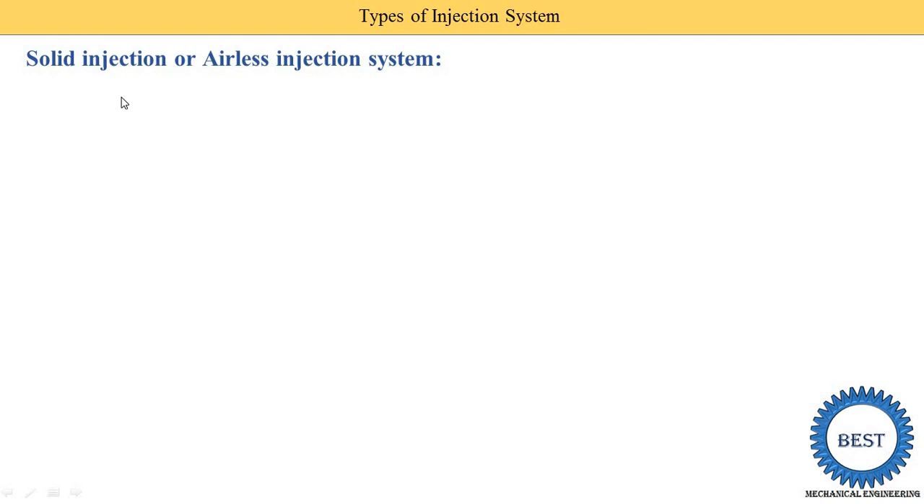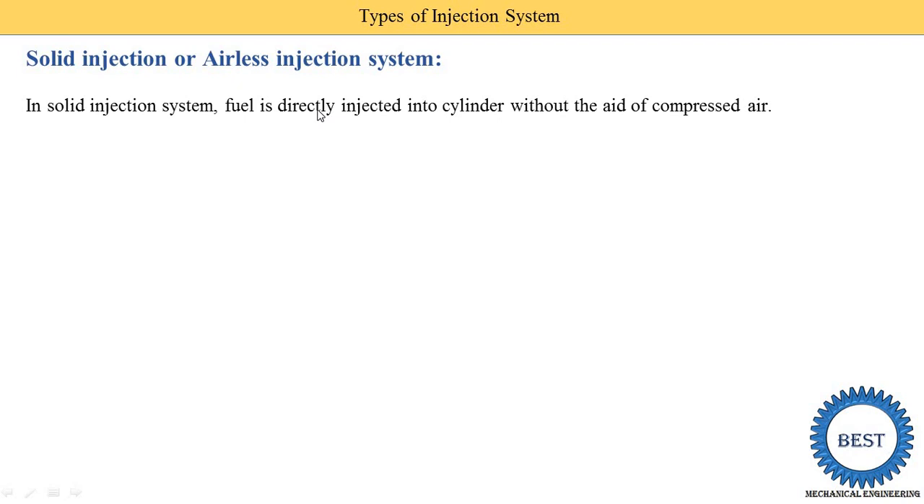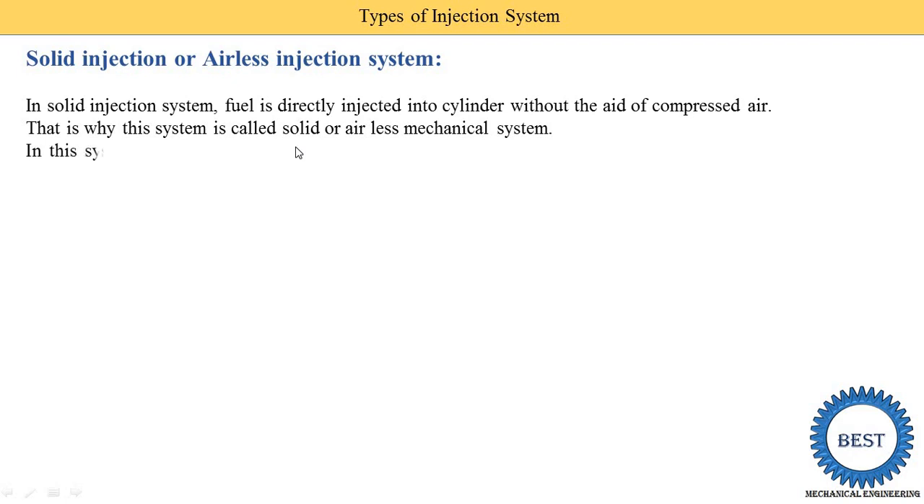Now the second type is the solid injection or airless injection system. From the name we can understand it doesn't use air. In the last case we studied the air injection system, but in this case air is not used. In a solid injection system, fuel is directly injected into the cylinder without the aid of compressed air. Means only diesel is sprayed inside the cylinder, not air. That is why this system is called a solid or airless mechanical system.